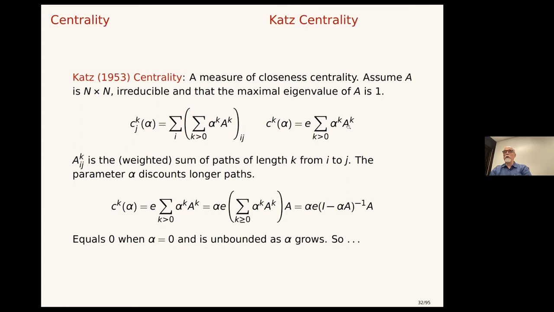So we're asking, how many paths are there of length K for person J when we take E times AKJ? Okay, that's how many paths there are along which person J's influence is going. And we discount that by the length of the path at discount rate alpha. So this is a whole family of eigenvector, a whole family of centralities.